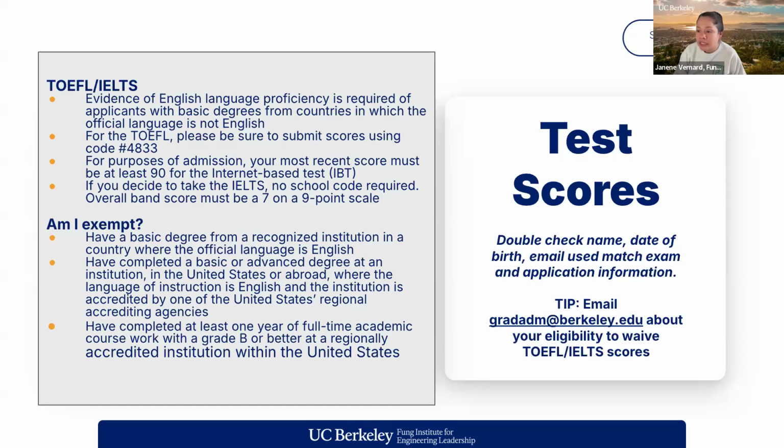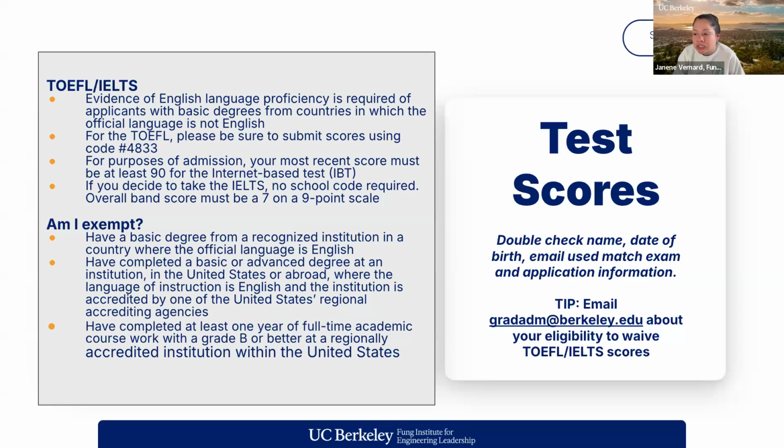Another exemption: have completed a basic or advanced degree at an institution in the United States or abroad where the language of instruction is English, and the institution is accredited by one of the United States regional accrediting agencies. So if you know that you went to a school that meets this regional accrediting agency criteria, reach out to Grad Admissions as well.